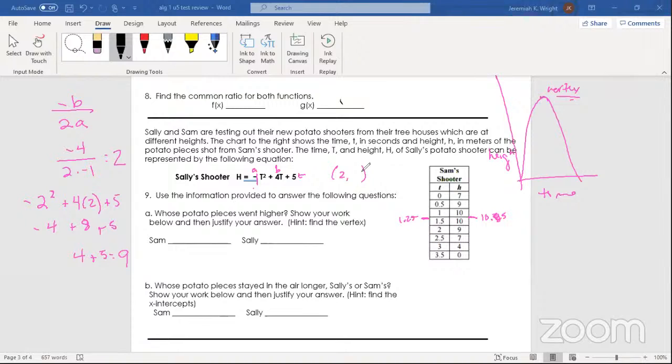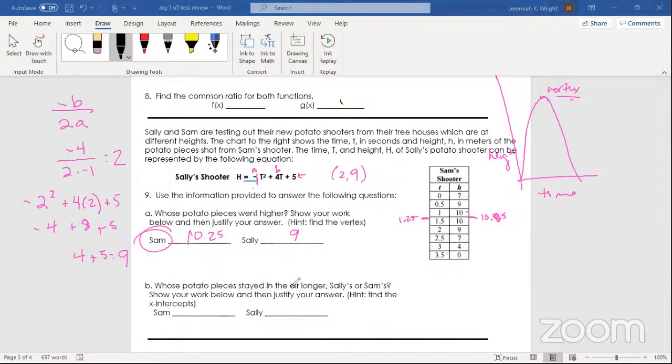We know that 9 is not as high as whatever this vertex is. Even though I estimated it, I don't need to know an exact because I already know that it's going to get higher than 9 just right here with this 10. So I know for a fact that the person whose potato pieces went higher were going to be Sam's, because Sally's only went up to 9.